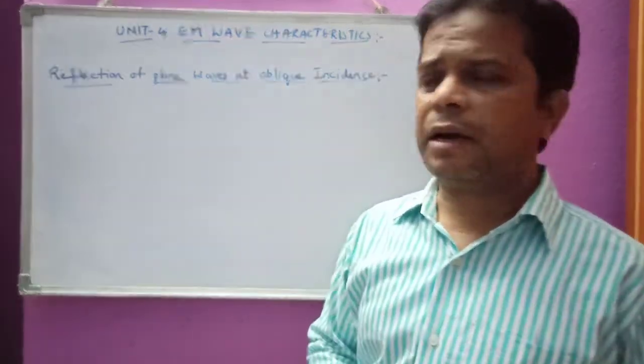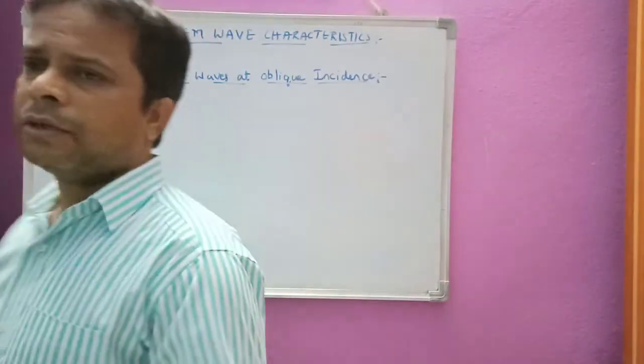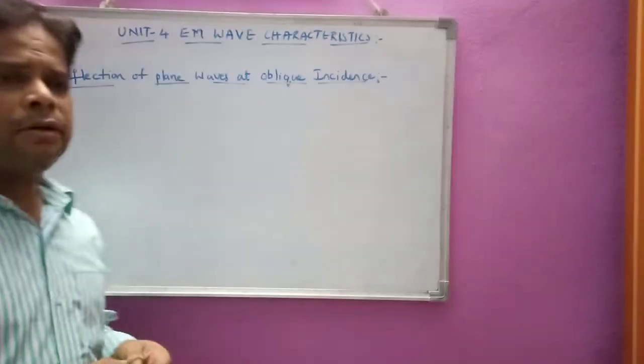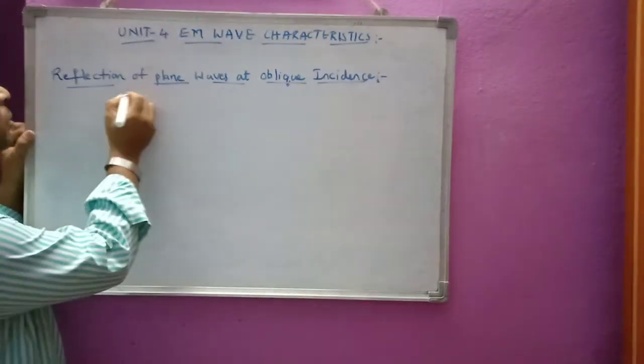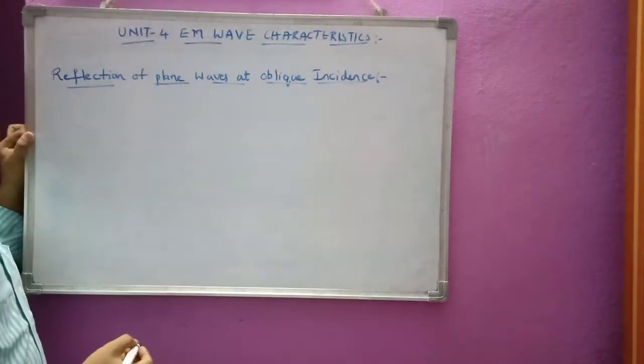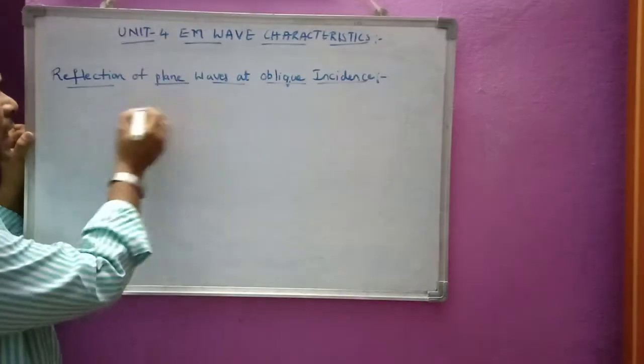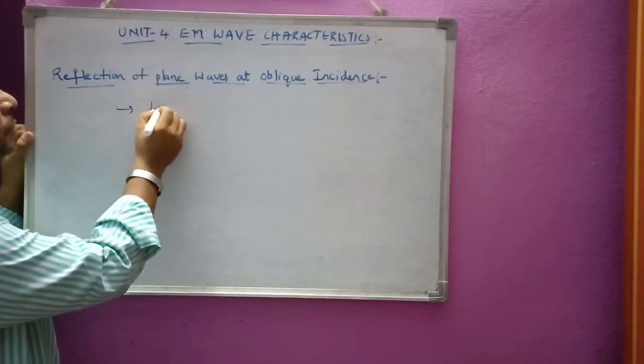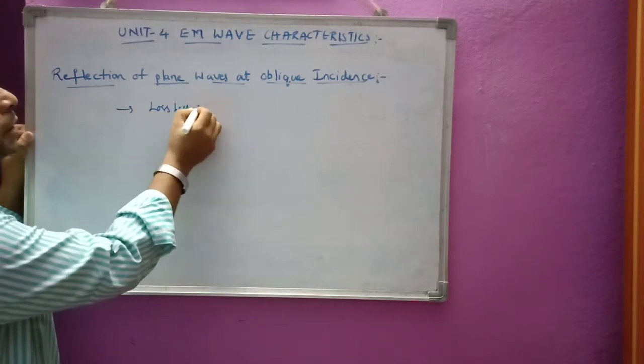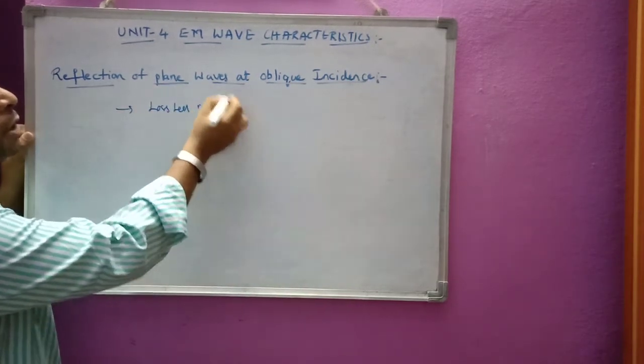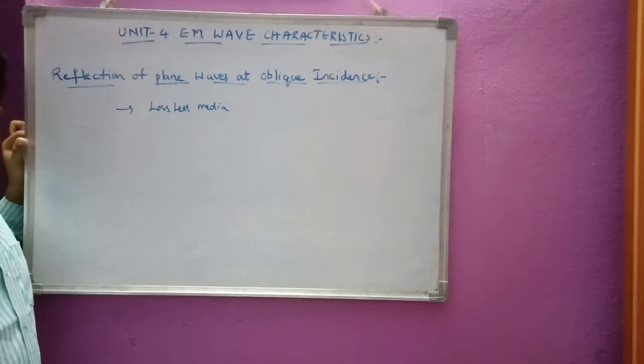So to simplify our analysis, I am going to take the lossless medium here. So reflection of plane waves at oblique incidence. In this entire analysis, I am going to consider the lossless medium. So what are the formulas which we are going to derive? All these are related to the lossless medium here.